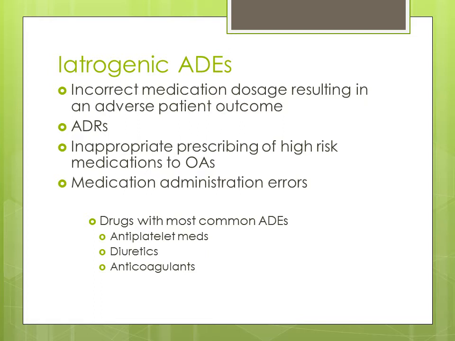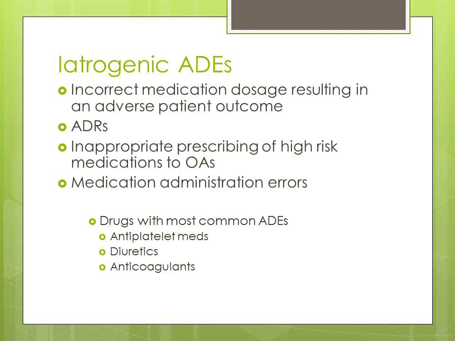Earlier in slide number 2, we addressed some of the common iatrogenic problems among hospitalized older adults, and we identified adverse drug events as being the number one type of iatrogenic problem among hospitalized older adults. Here we have a list that includes some of the different types of adverse drug events that exist. The first one is the incorrect medication dosage that results in an adverse patient outcome.